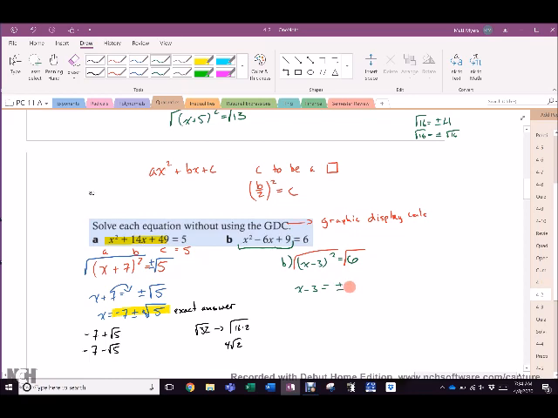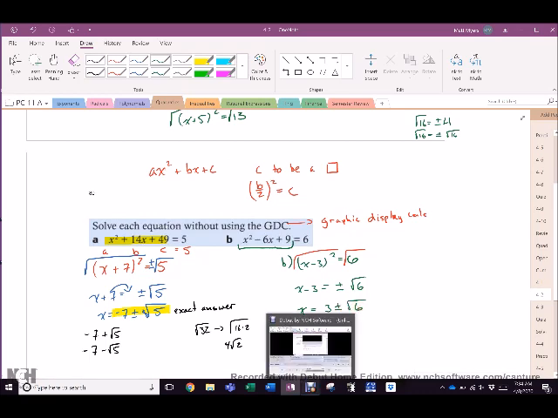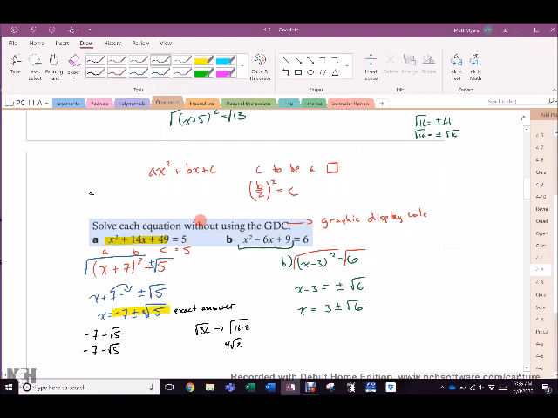Equals plus or minus root 6. So x equals 3 plus or minus root 6. Okay, pause. Now, why did these ones work perfectly? Because our trinomial was already a perfect square trinomial.